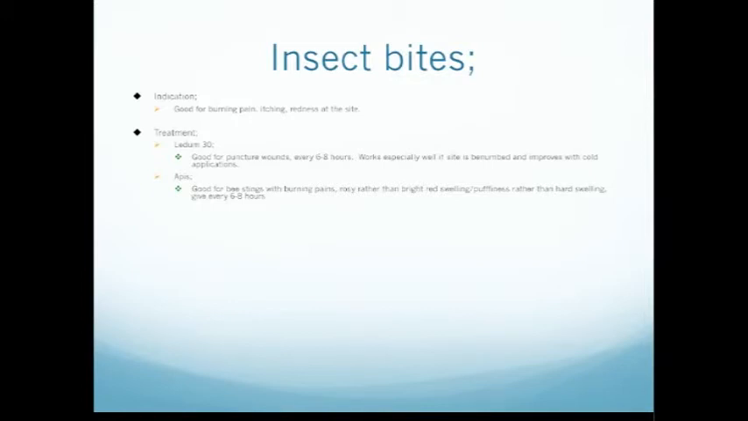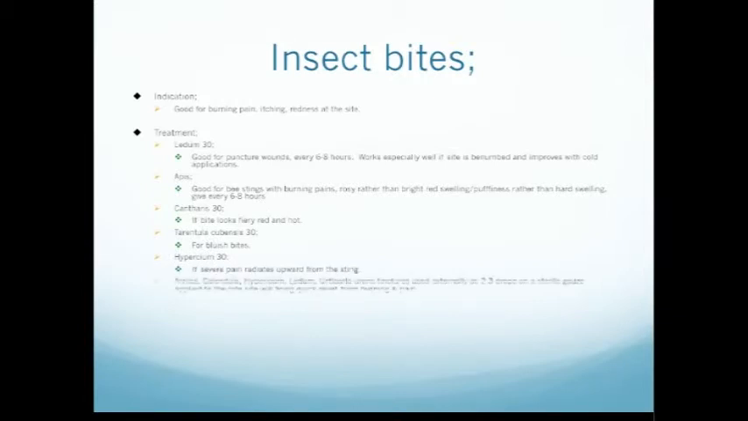Apis is good for bee stings with burning pain, rosy rather than bright red, swelling and puffiness rather than a hard swelling. Give this every 6 to 8 hours as well. Cantharis 30 is good if the bite looks fiery red and hot. Tarantula cubensis 30 is good for bluish bites. Hypericum 30 is good for severe pain radiating upward from the sting.